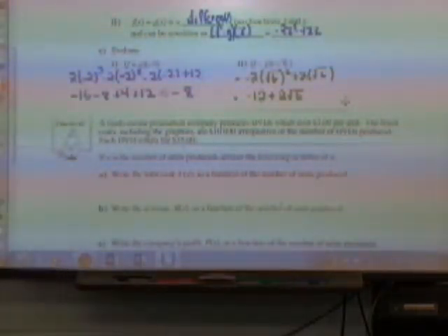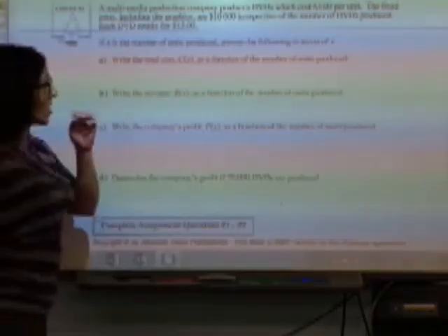Okay. The last question just gives you an idea of where you could use function notation. A multimedia production company produces DVDs that cost $3 per unit. The fixed costs, including graphics, are $10,000, irrespective, which is just a fancy way of saying it doesn't matter how many DVDs you order. So each DVD retails for $15. So if x is the number of units produced, answer the following in terms of x. So the cost as a function of the number of units produced.